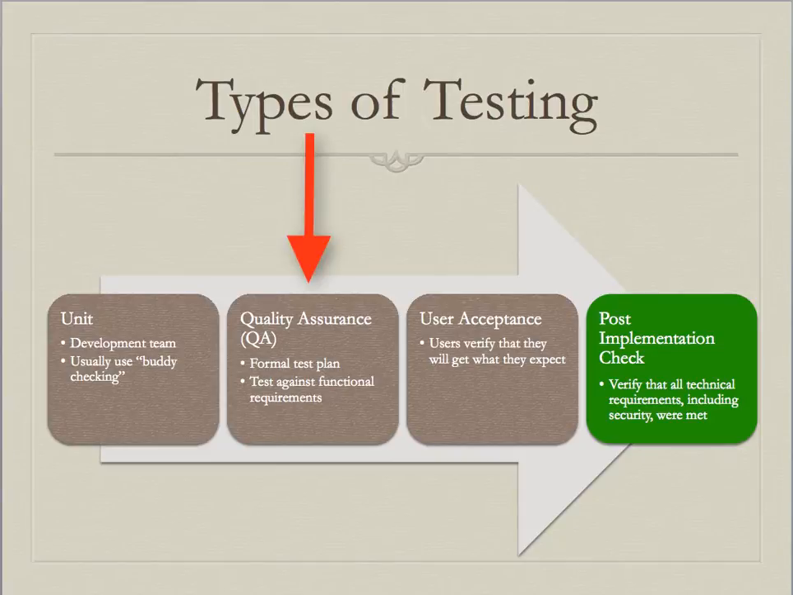Quality assurance. Once the unit testing is done and the application is deemed ready by development, it goes to a QA group. They create formal test plans based on functional and technical requirements, including security, and they test against those requirements. Many QA departments do not do technical testing, in other words, testing against the operating system and the platform in which the application will run. When that isn't done, the engineers can do it at this point, or it can be part of the post-implementation check. Once QA is satisfied with it, it goes to user acceptance testing.